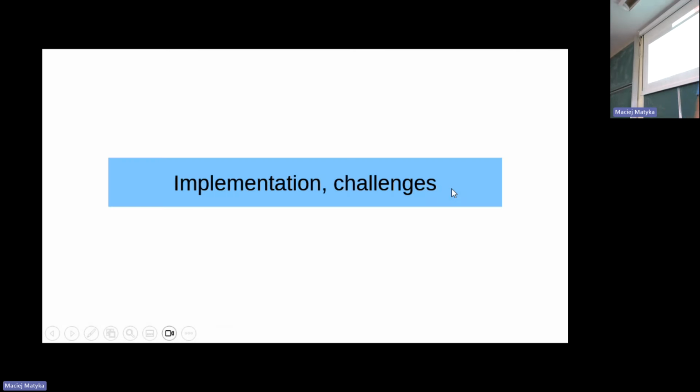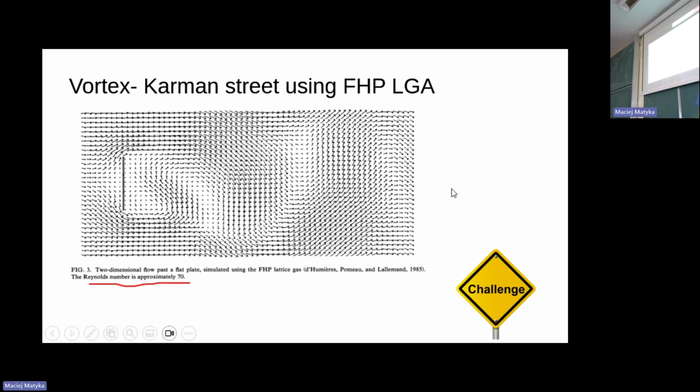This you have already seen. I will skip it, and now some implementations and challenges. This is one of the challenges that I will give to someone who wants to know the FHP and cellular automata, to get a proper Reynolds number flow with cellular automata. This particular example is a two-dimensional flow over a plate. So you have an obstacle, you have an inflow, you have the FHP model, and what you can see are the results of a vortex Karman street using the FHP model with Reynolds number 70.